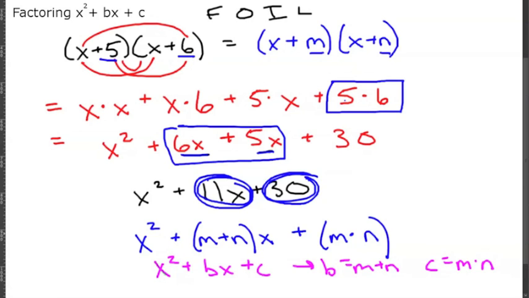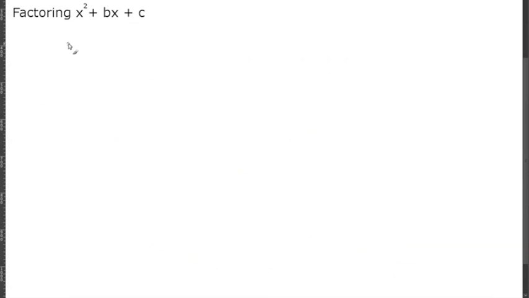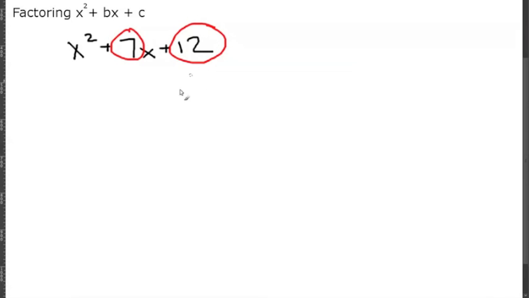Remembering the form, let's factor a few polynomials. Let's say that I give you x squared plus 7x plus 12. Remember, to get the 12, we're multiplying the two terms. To get the 7, we're adding the two terms. So we have to find two numbers that multiply to give us 12 and add to give us 7.